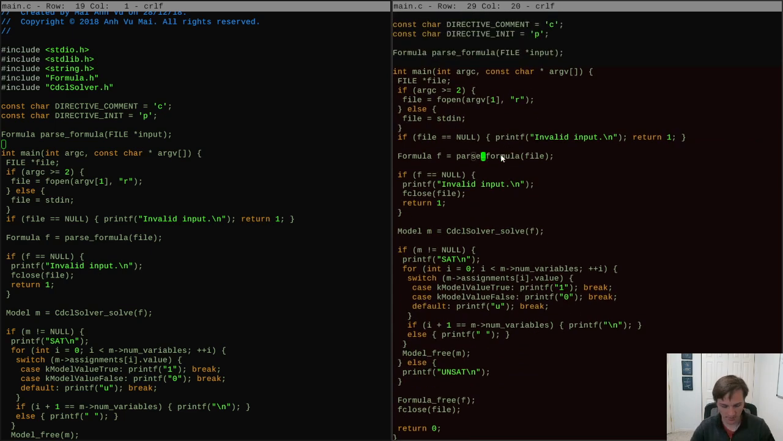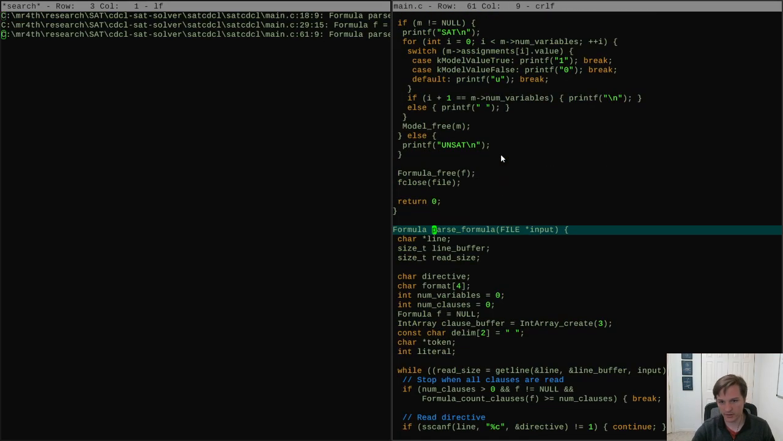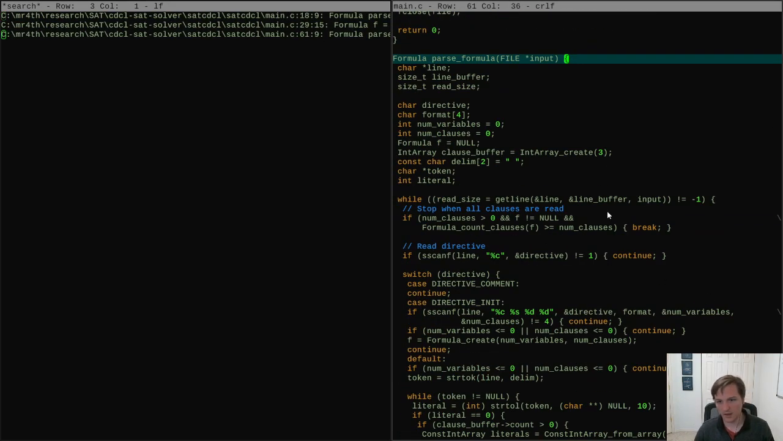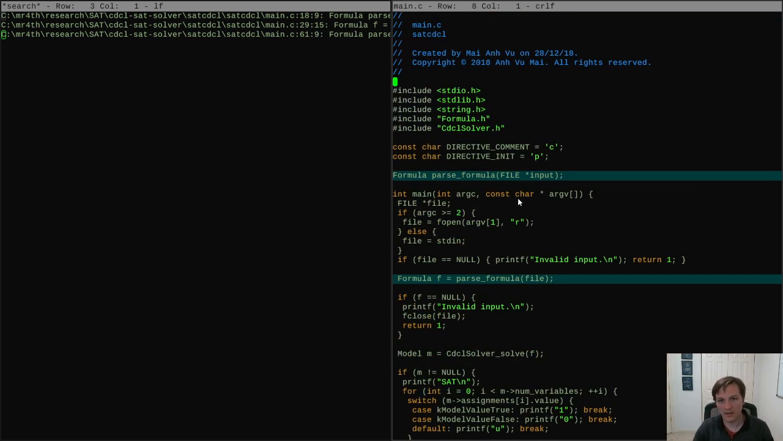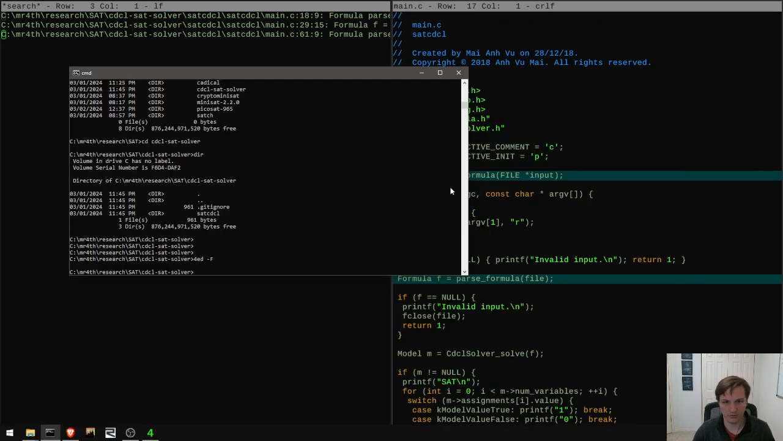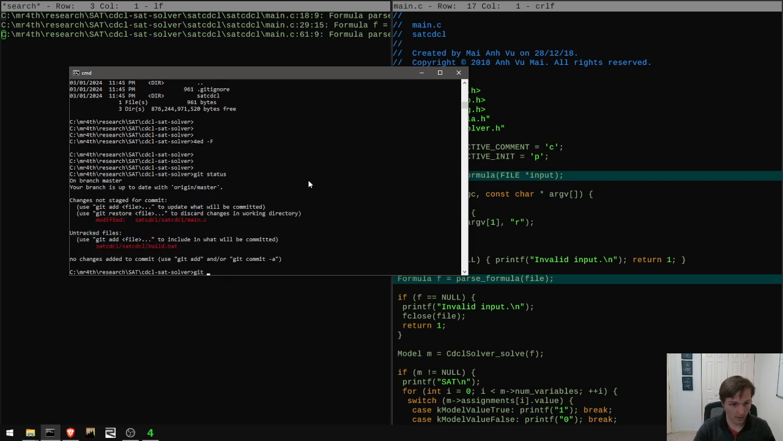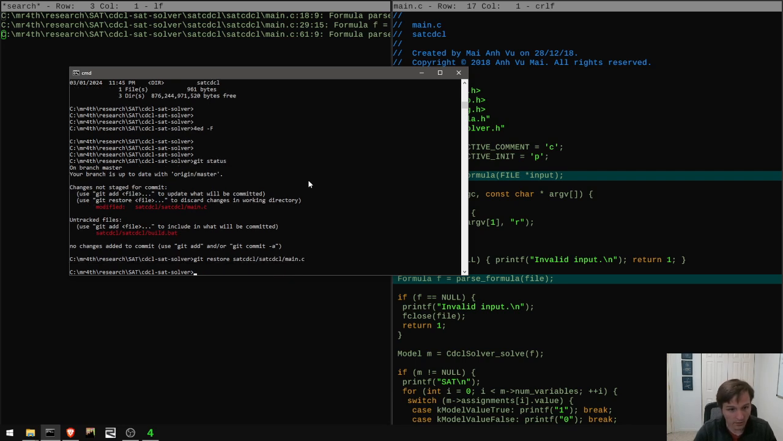Okay, parse formula is probably important. So parse formula takes in a FILE star, and you can see right here, here's why I couldn't build this one: it uses getline, which is this Linux system thing. I should check because I might have also fussed with the code a little bit. Yeah, let's restore that file. It looks like I changed main slightly trying to get it to build last night. So let's put it back to the way it was.